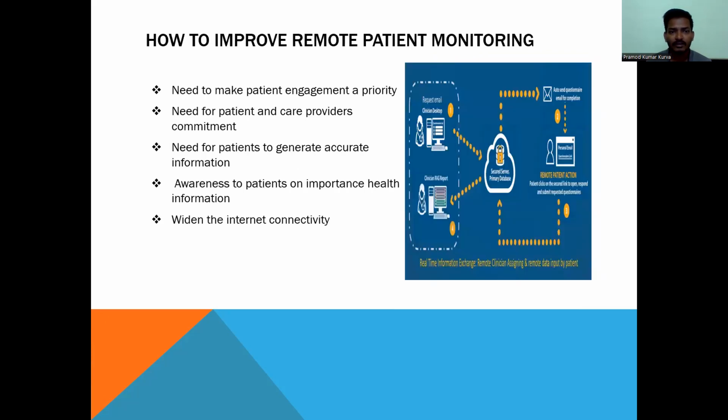And how can we improve this? Need to make patient engagement a priority, need patient and care provider commitments, need for patients to generate accurate information, awareness to patients on important healthcare information, widen the internet connectivity. These are the ways that we can improve to develop an RPM system, like having accurate information of the patient for the healthcare provider, or by widening the internet connections and improving patient awareness regarding health information. These are all the ways that we can improve the RPM system.